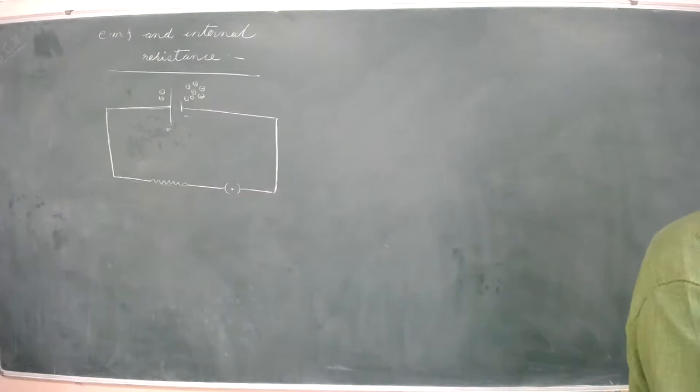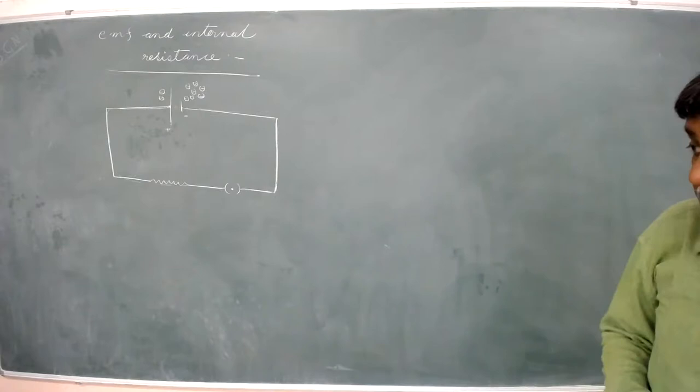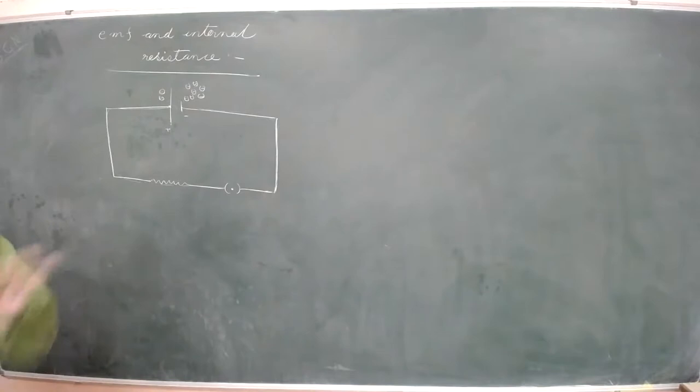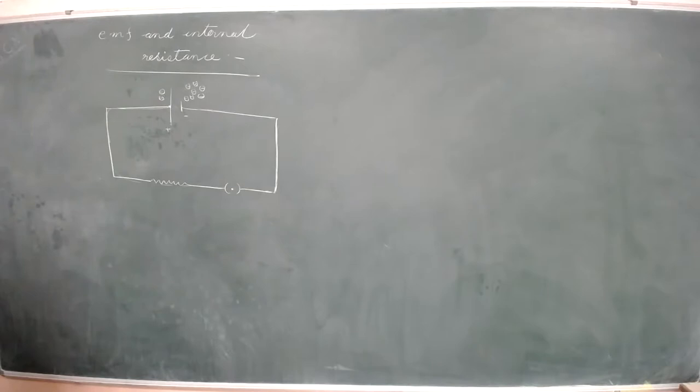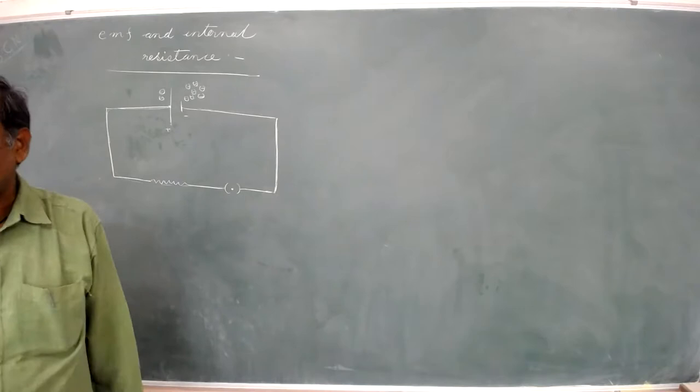In the olden days, scientists used to be under a kind of confusion, out of which the name came: electromagnetic force, EMF. Many people used to think electromotive force is measured in terms of Newton. But electromotive force should not be measured in Newton; it should be measured in volt. Volt means potential. Later, scientists realized that it is not a force, it is a kind of potential.